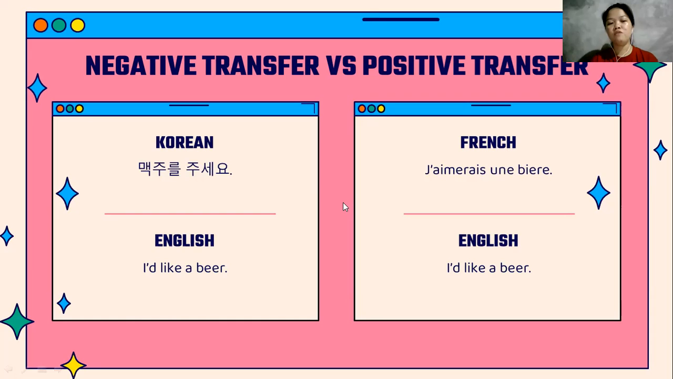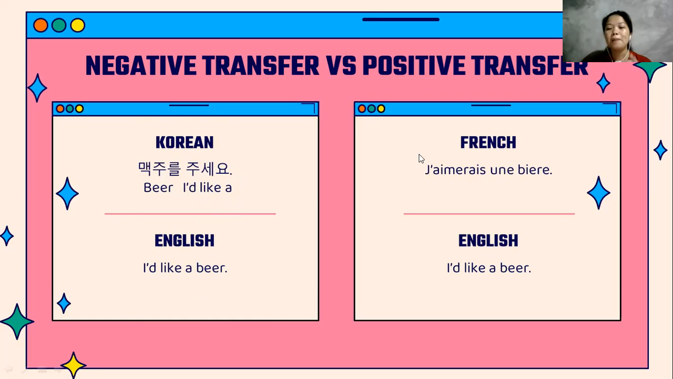I would like a beer, when translated into Korean, the arrangement of the words is like this. Mekju is beer, and this one is a suffix attached to the beer to identify if the following phrase would be either an adjective phrase or a verb phrase. In this case, it's a verb phrase. Now, as you can see, there is an apparent difference between the sentence structure in English and in Korean. In English, the usual arrangement is that the subject comes first, and then the verb, and then the object. But in Korean, the object comes first, followed by the subject and then the verb phrase.